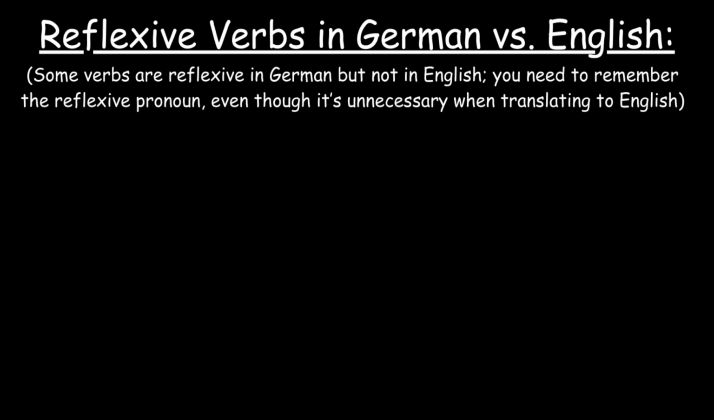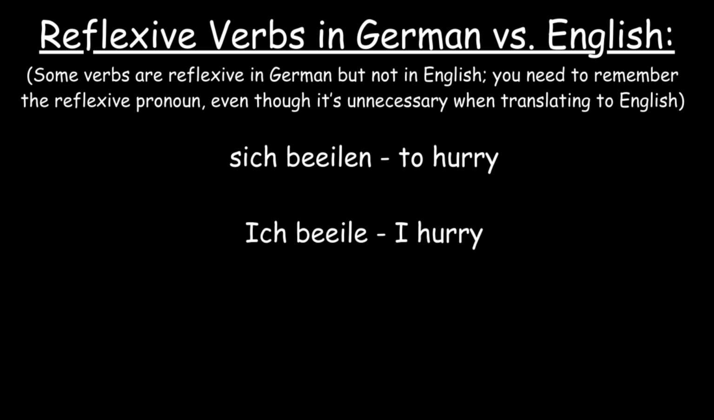Moreover, some verbs are reflexive in German, but not in English. This can be tricky because you need to remember the reflexive pronoun, even though it can be unnecessary when translating to English. For instance, sich beeilen is to hurry, and it's a basic verb in English. So, it's tempting to say ich beeile, but it's incorrect without the reflexive pronoun. Therefore, we must add the pronoun. Ich beeile mich.